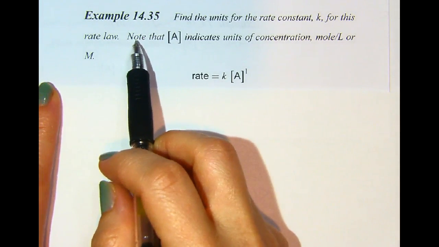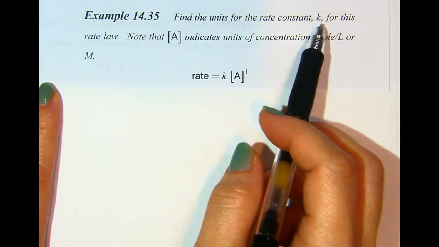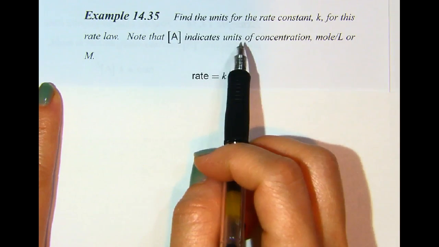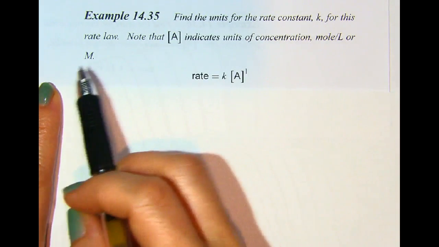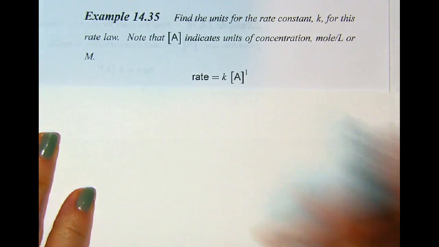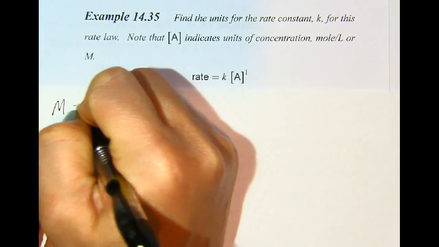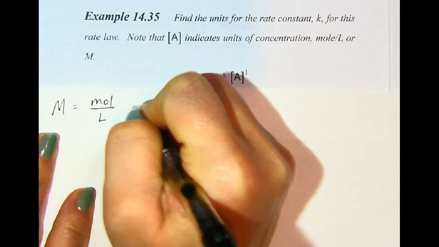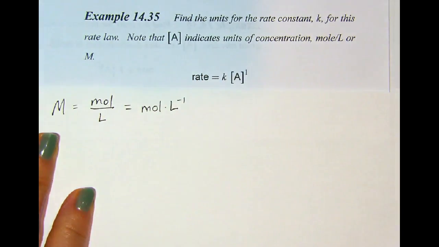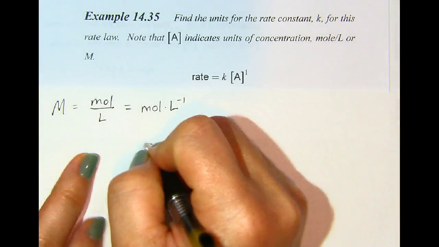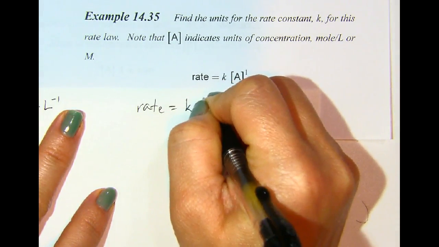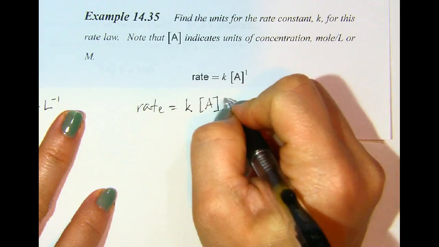So example 14.35, find the units for the rate constant K for this rate law, and note that A in brackets indicates units of concentration, which is moles per liter or molarity. So first, I'm going to tell you that molarity is the same thing as saying moles per liter, which is the same thing as saying moles times liters to the -1. Okay, so with that said, we have this equation right here. The rate equals the rate constant times A raised to the first order.